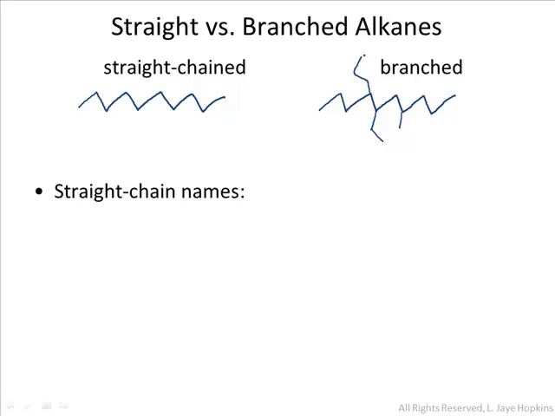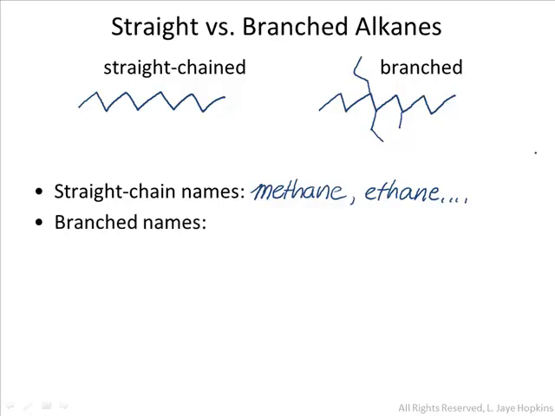As we've seen, straight chain names involve nothing more than a prefix and a suffix. So names like methane or ethane involve a prefix that tells us how many carbons we have and the suffix ane. Branched names, on the other hand, are going to use these straight chain names as a base, and then they're going to add additional information.